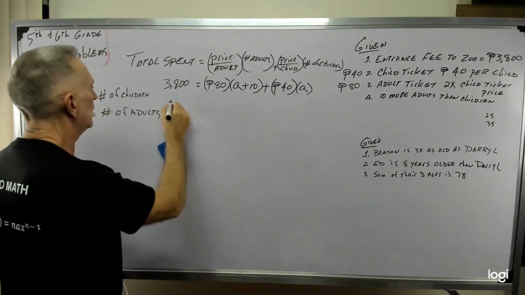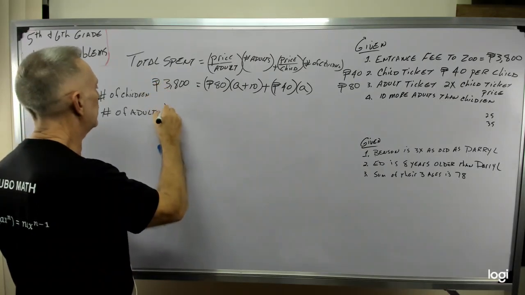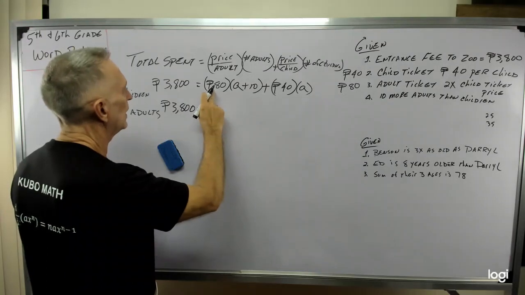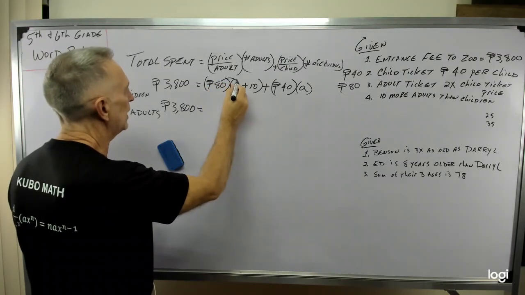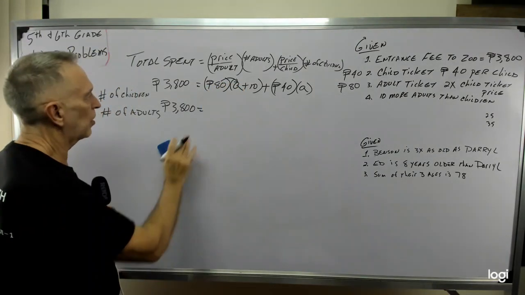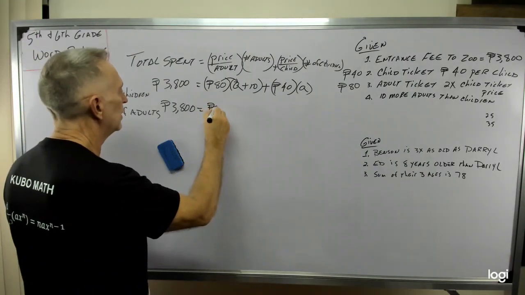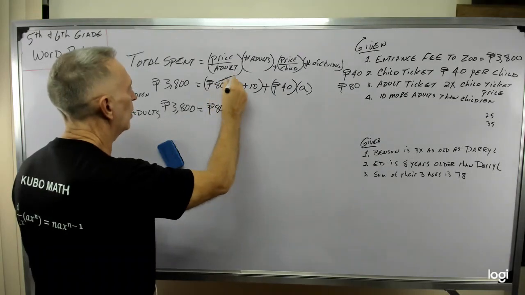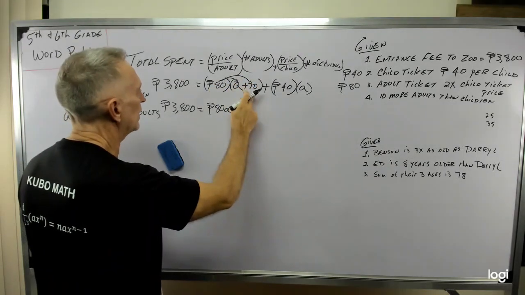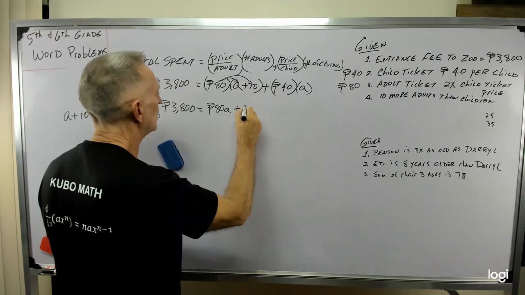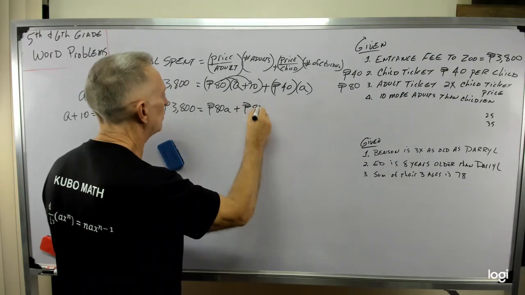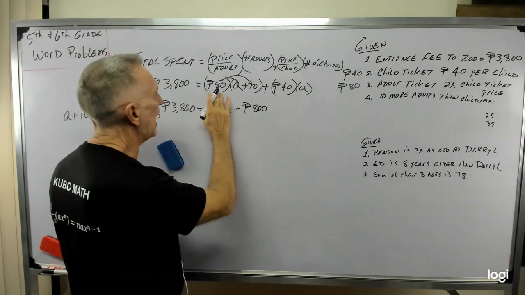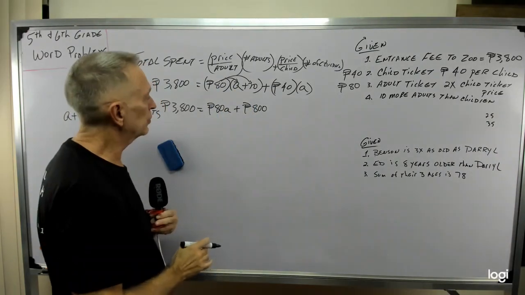Okay, now this is pesos, so 3,800 pesos equals 80. We're going to distribute this 80, use this distributive property. I get 80 times A, plus 80 times 10, plus 800. That was distributing that 80 to inside that parentheses.